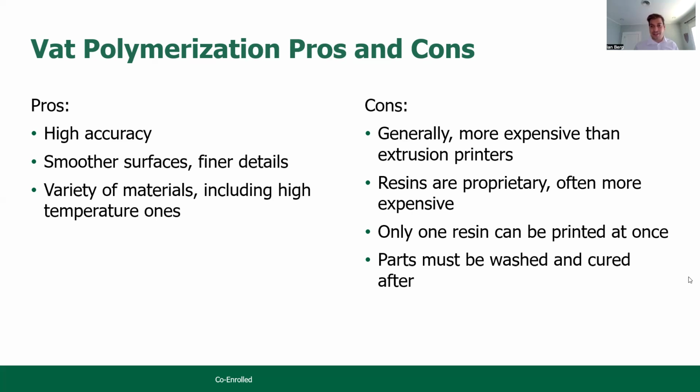Another con is that only one resin can be printed at a time. So you can't have that multi-nozzle property. And then also in the post-processing, after you print a vat polymerized part, you typically have to wash it in isopropyl alcohol and then put it in a UV curing and drying chamber for an hour or so. So you also have these other steps in your post-processing. And like I said, definitely more expensive.